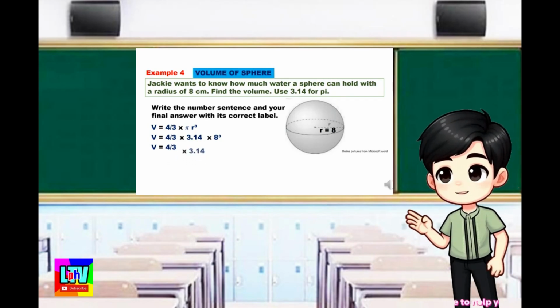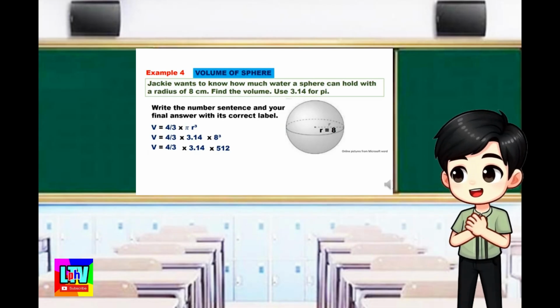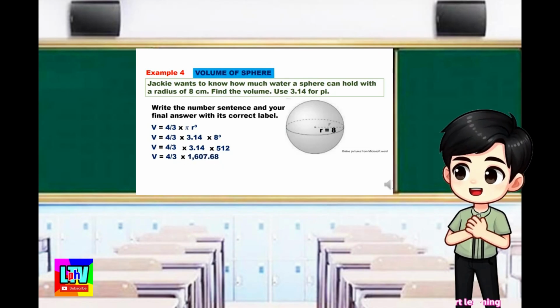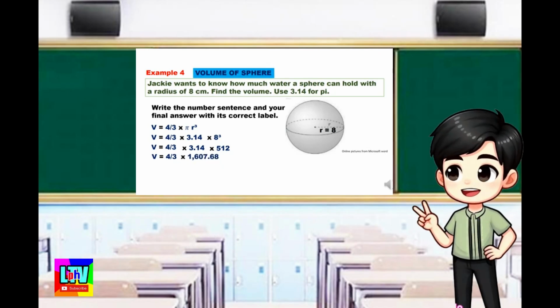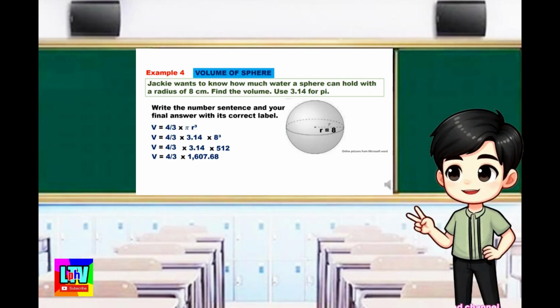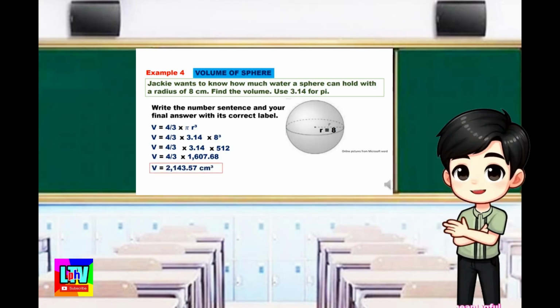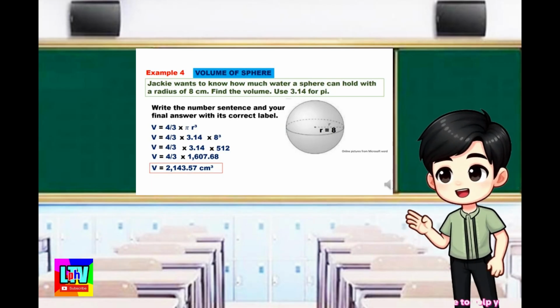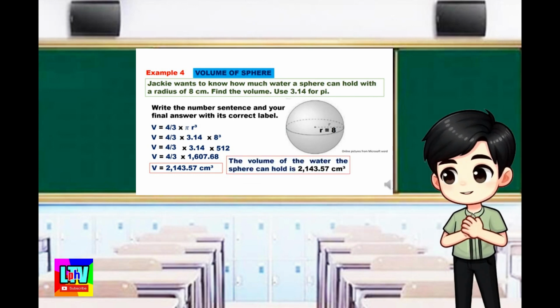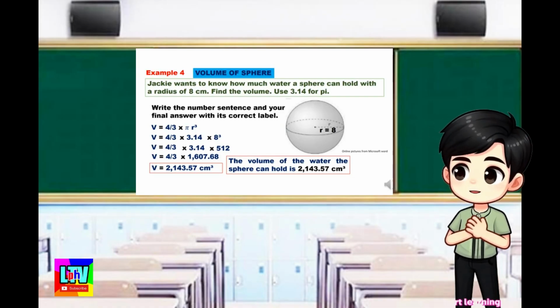Let's simplify a to the 3rd power, and that is 512. Then let's multiply 3.14 times 512 equals 1,607.68. And the volume is 2,143.57 cubic centimeters. That is the volume of water the sphere can hold.